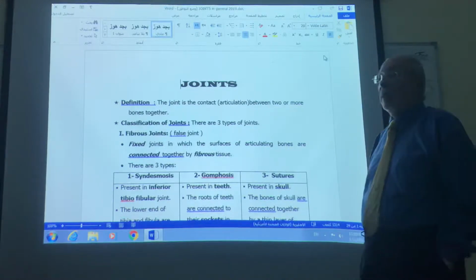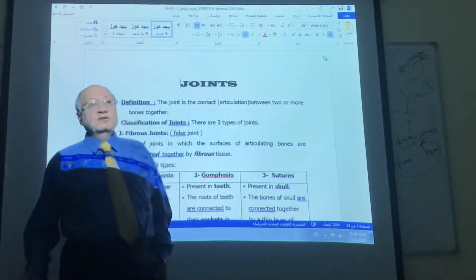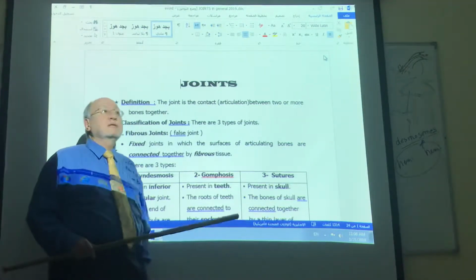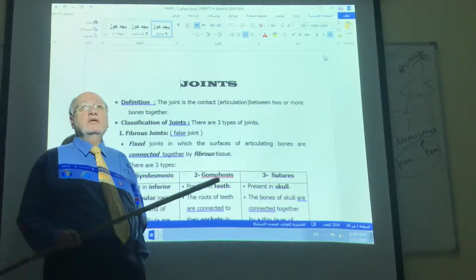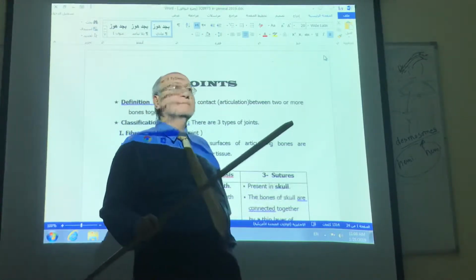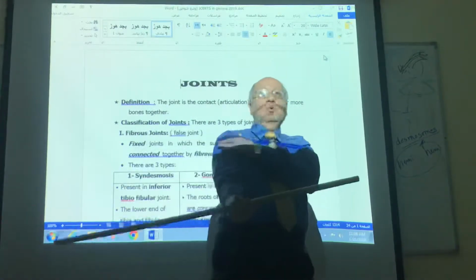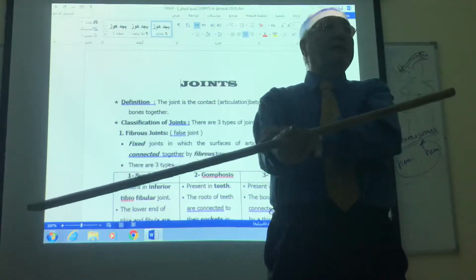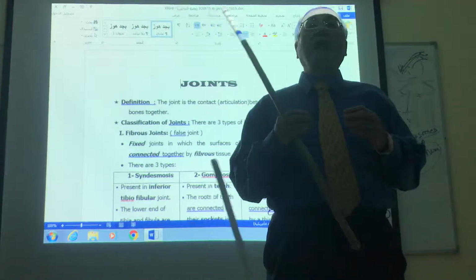Joints. What is the definition of joints? Joint is articulation between any two or more bones. Any bone that comes in contact with another bone, this is called articulation.